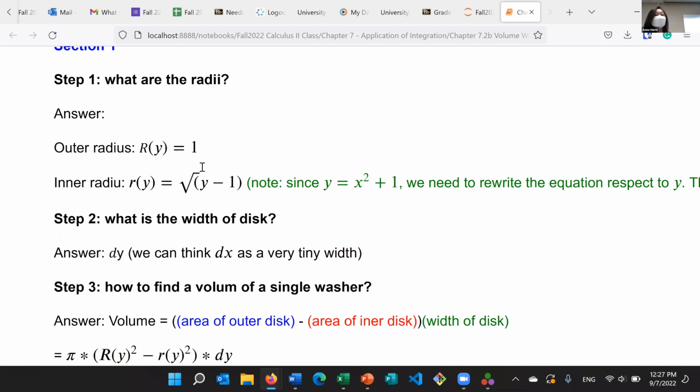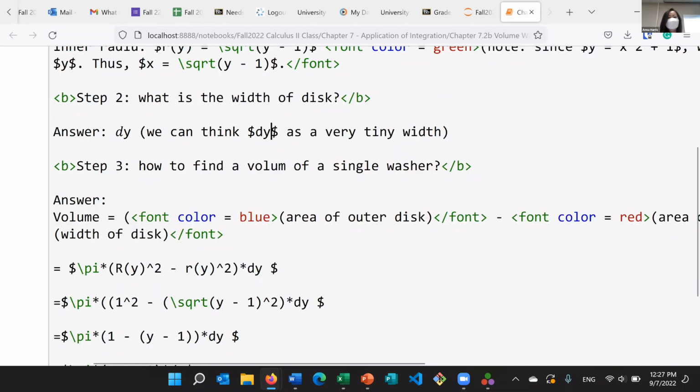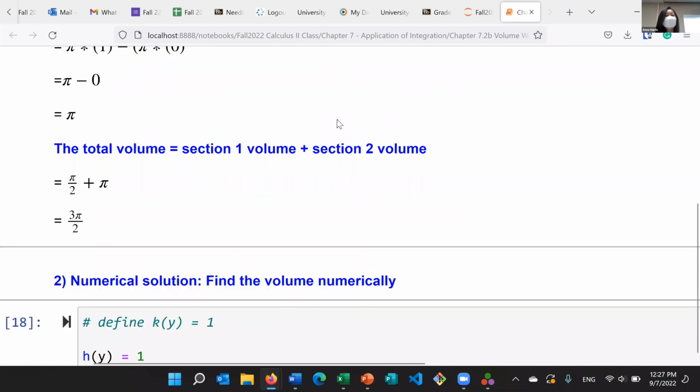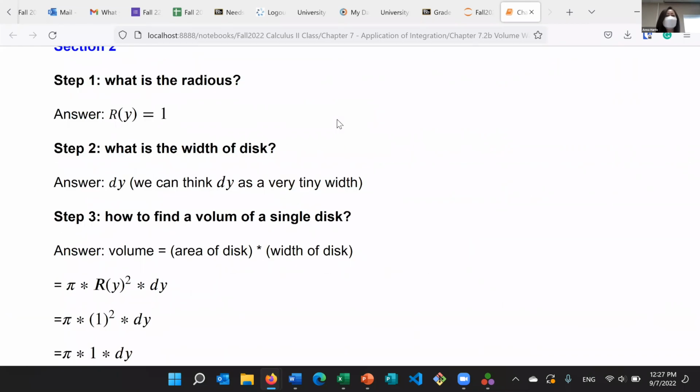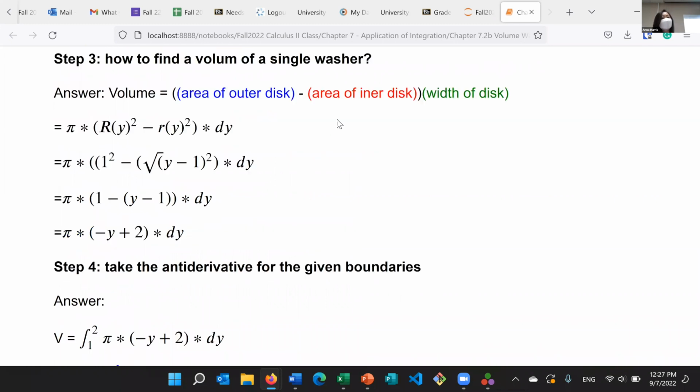Of course, it's a dy, right? So dy, the width is dy. What else? Width is dy, and then what?